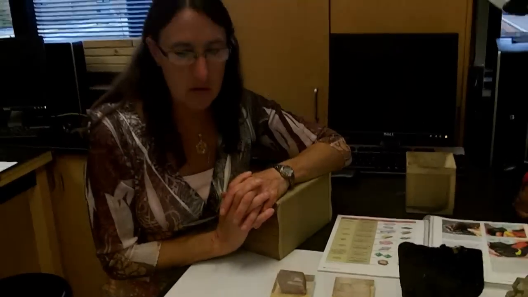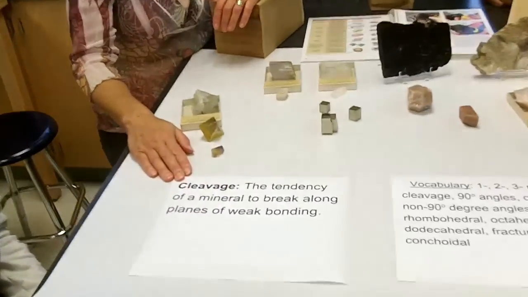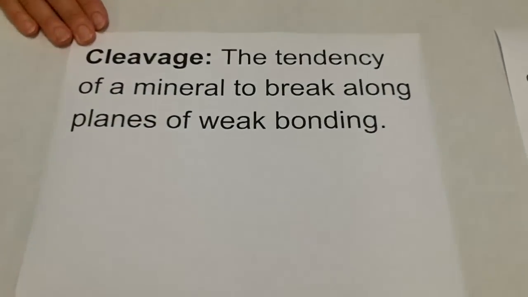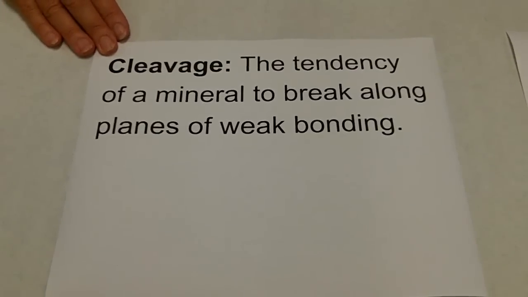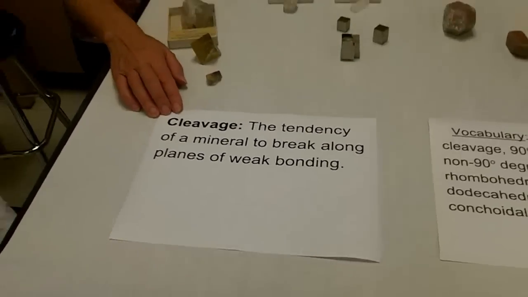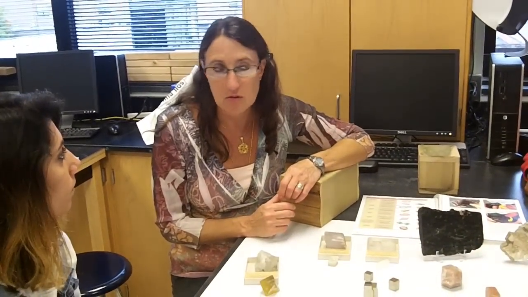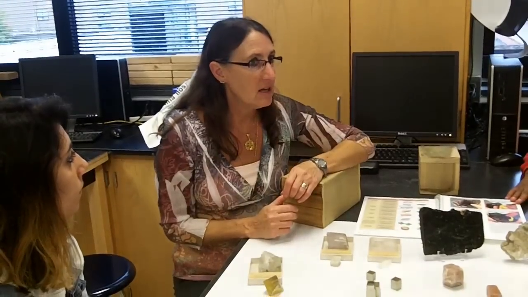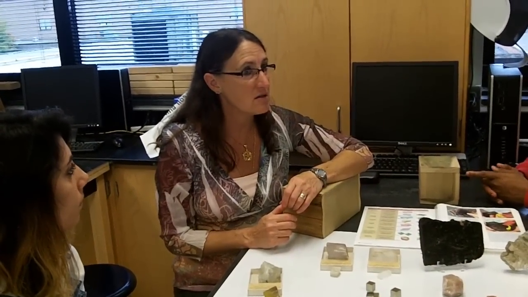Let's move on and let's talk about cleavage. So here we have the definition of cleavage. Cleavage is the tendency of a mineral to break along planes of weakness in the bonding structure. So we could talk about the crystal structure, the internal arrangement of all the atoms if we wanted to. And what we would find out is that atoms are arranged in a pattern where there are some weaknesses. And the way that they're weak shows up in the cleavage, shows up where they break.